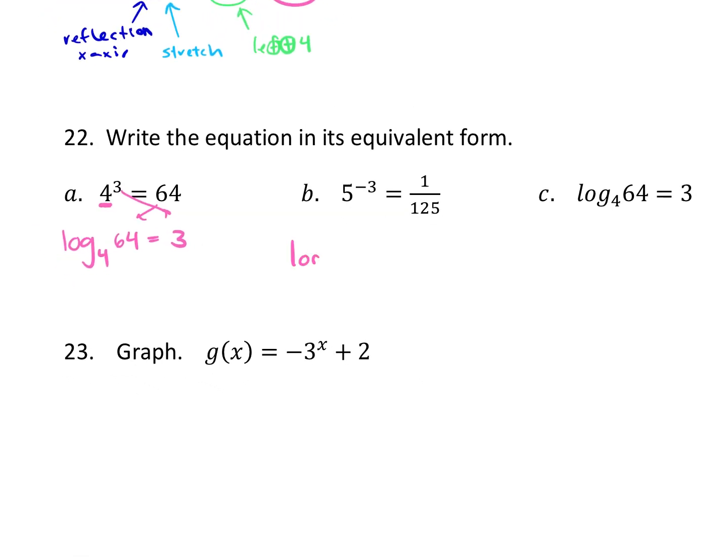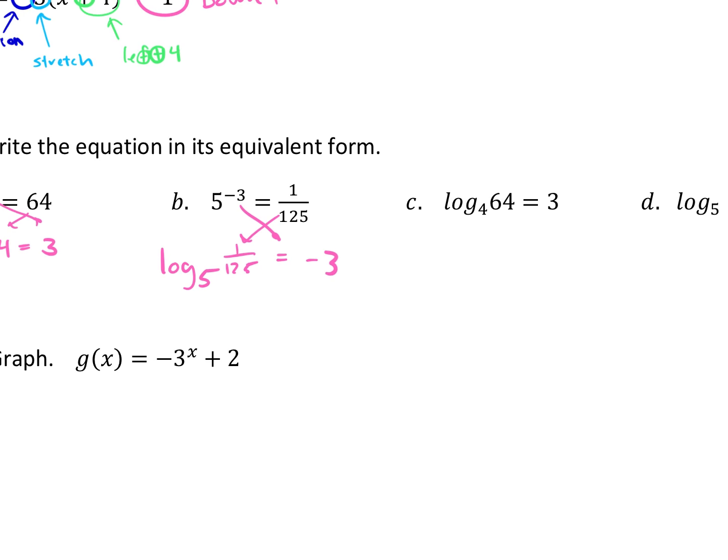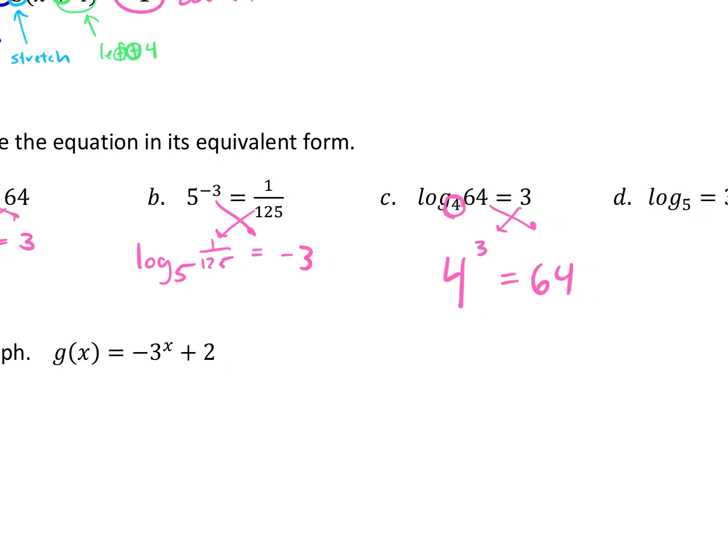Same thing here. I'm going to start with log base 5. The other two numbers switch position. So log base 5 of 1 over 125 is equal to -3. For C, we're putting it into exponential form. So whatever the base is of my log, that's going to start as my base. The other two numbers switch positions. So 4 to the power of 3 equals 64.